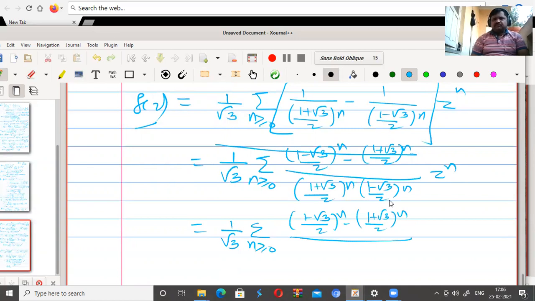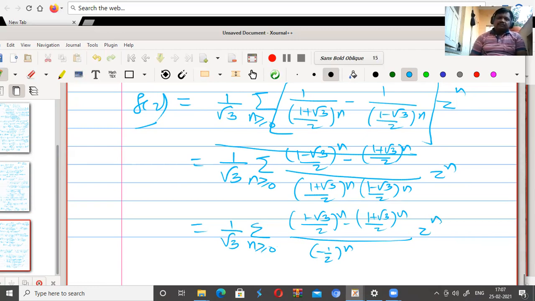A into b to the power n means what? A to the power n, b to the power n. So we get 1 by 1 plus root 3 by 2 into 1 minus root 3 by 2. 2 times 2 you will get 4. 1 plus root 3 into 1 minus root 3, that is 1 square minus root 3 square. So 1 minus 3, 1 minus 3 is minus 2. Minus 2 by 4 means minus 1 by 2. So you will get minus 1 by 2 to the power n into z to the power n also. So this can be done.